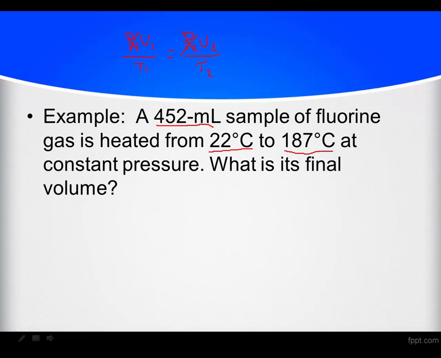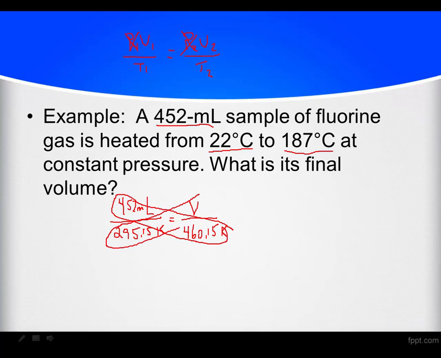So basically I'm allowed to say volume 1 on top, 452 milliliters, divided by T1. What am I throwing in here? 295.15 Kelvin on the bottom. All right, thank you for not saying the Celsius temperature. Volume's up on top, right? So I'm going to put a V there. And what Kelvin temperature do we have here? 460.15. And that's Kelvin. So I do some cross multiplication, just like Mrs. Shopless, my 7th grade math teacher, taught me to do. And we come up with a final volume of 3 sig figs. 705. What units should I put on there? All right, and that's because units in are units out. So milliliters went in, milliliters come out.